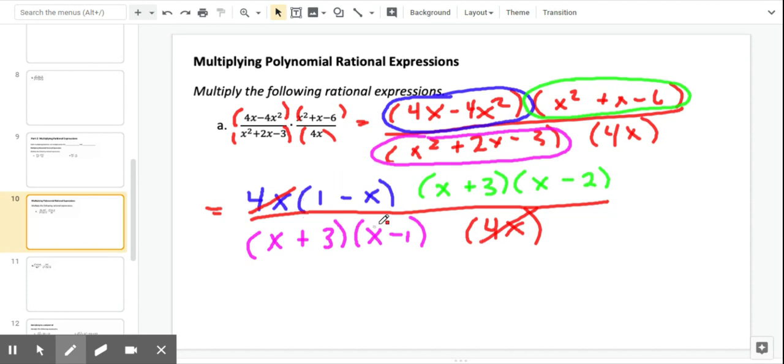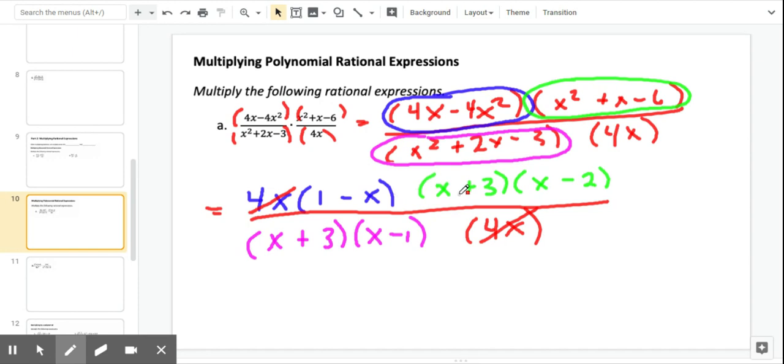Now we have a factor of 1 minus x. We need to see if we have the exact same thing in the denominator. Currently, no, we don't. Actually, not just currently, we don't. So 1 minus x is not the same thing as x minus 1, so be careful. Those are not the same. You can't cross them out.